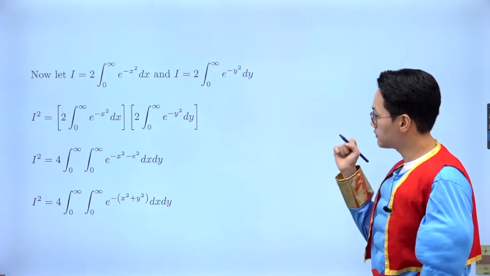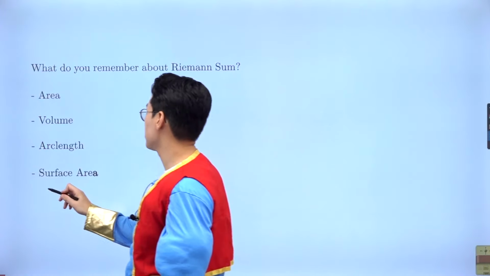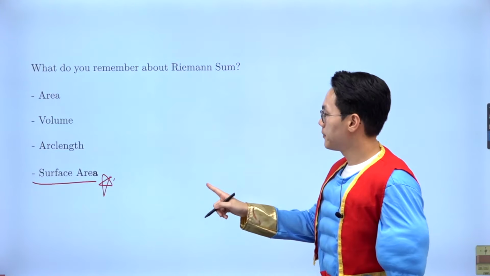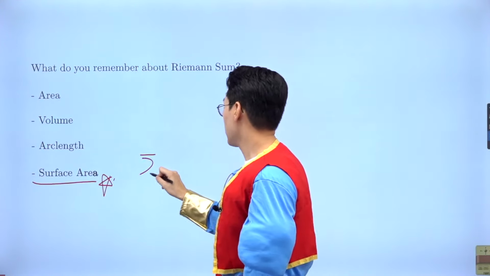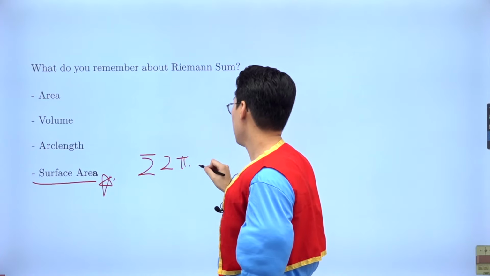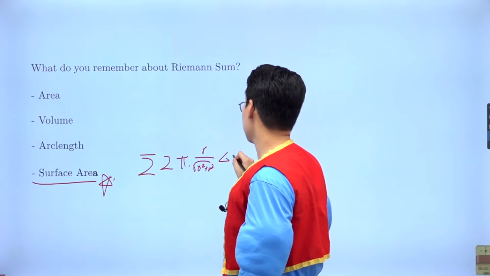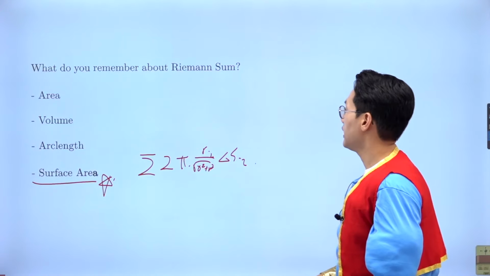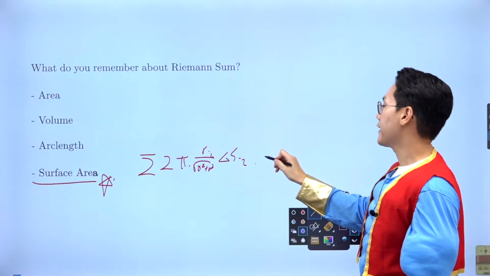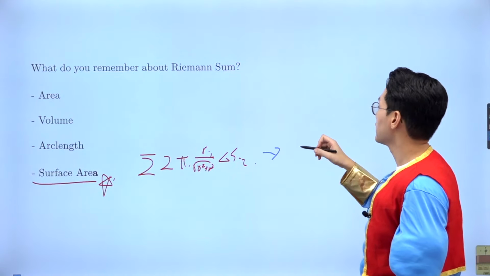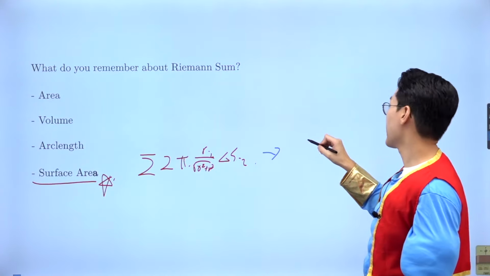What do you remember of the Riemann sum? We remember about the area, a volume, surface arc length, and surface area, right? And then, before we talk about the integration by substitution, what I want to tell you here is, when we did the surface area, remember, we had the Riemann sum of 2 pi r over square root of r squared plus h squared delta s, I believe, right? Yes. And that was a correction after we gave a wrong, incorrect approximation of the rectangle, wasn't it?